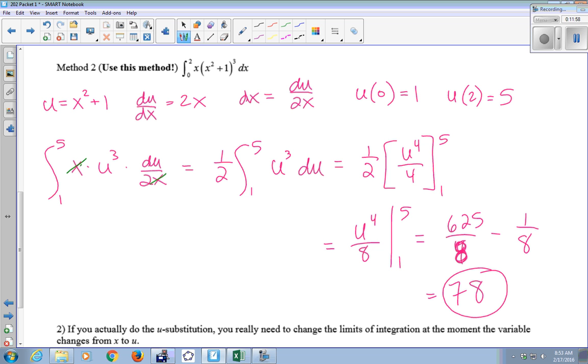Yes. That's why you have to change the dx to a du, so you know what variable to focus on. Good.